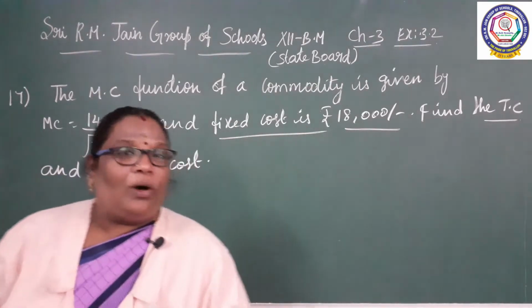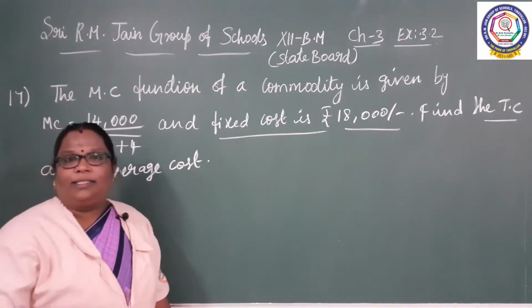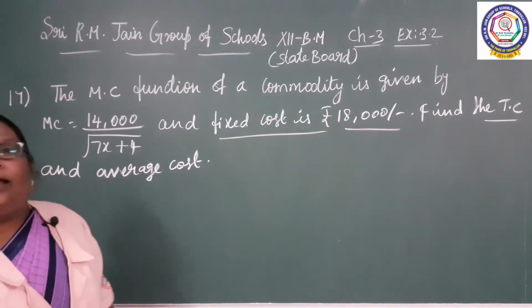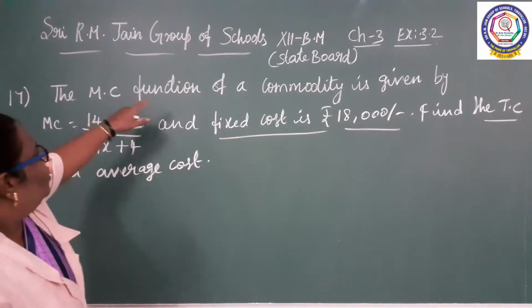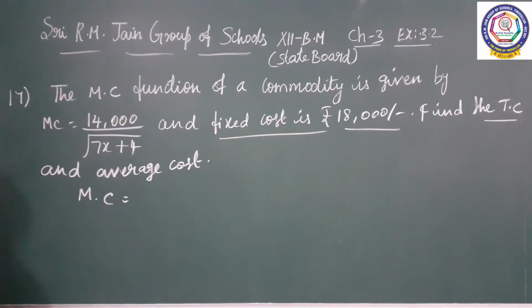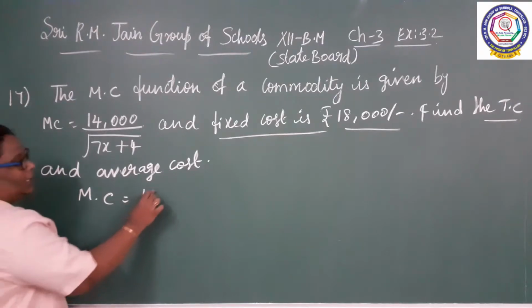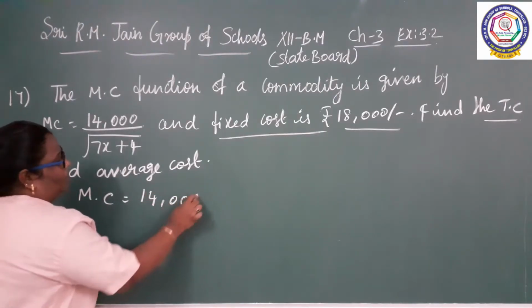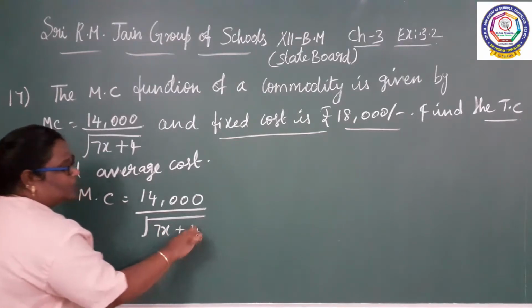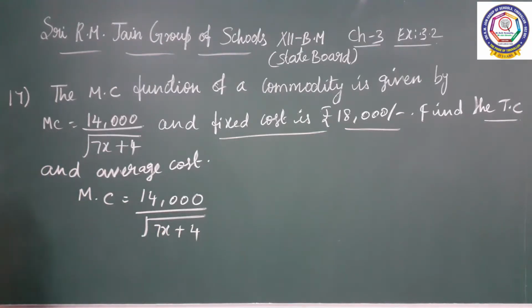What is the formula for average cost? Average cost is C by x. First you should find out the value of the total cost. Marginal cost MC equal to 14,000 by root of 7x plus 4. What is the meaning of the root? Whole power 1 by 2.